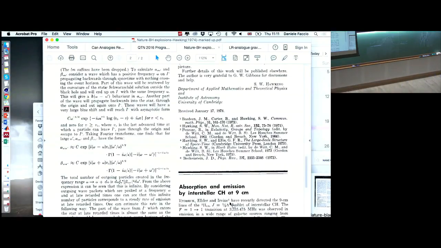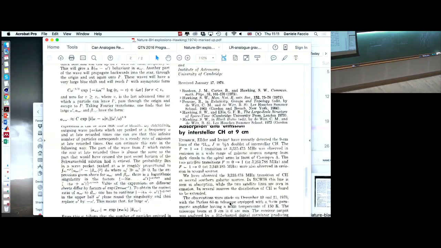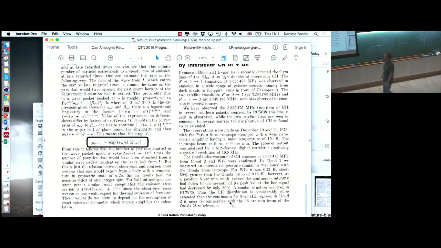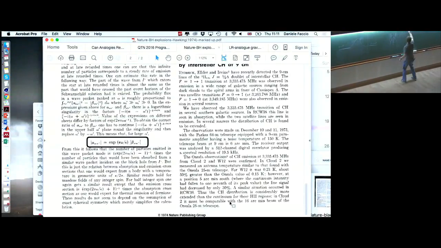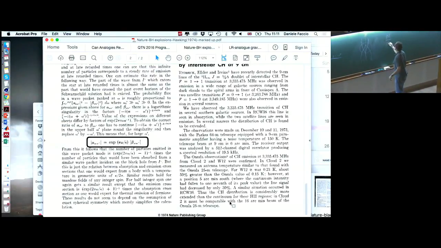And then moving on, if you look here, at the output he actually finds a relation between the alpha coefficients and the beta coefficients. What he's writing is that his beta coefficient divided by the alpha coefficient is given by some negative exponential. It's got pi omega divided by kappa, the surface gravity. So that's the relation he pulls out between beta and alpha.